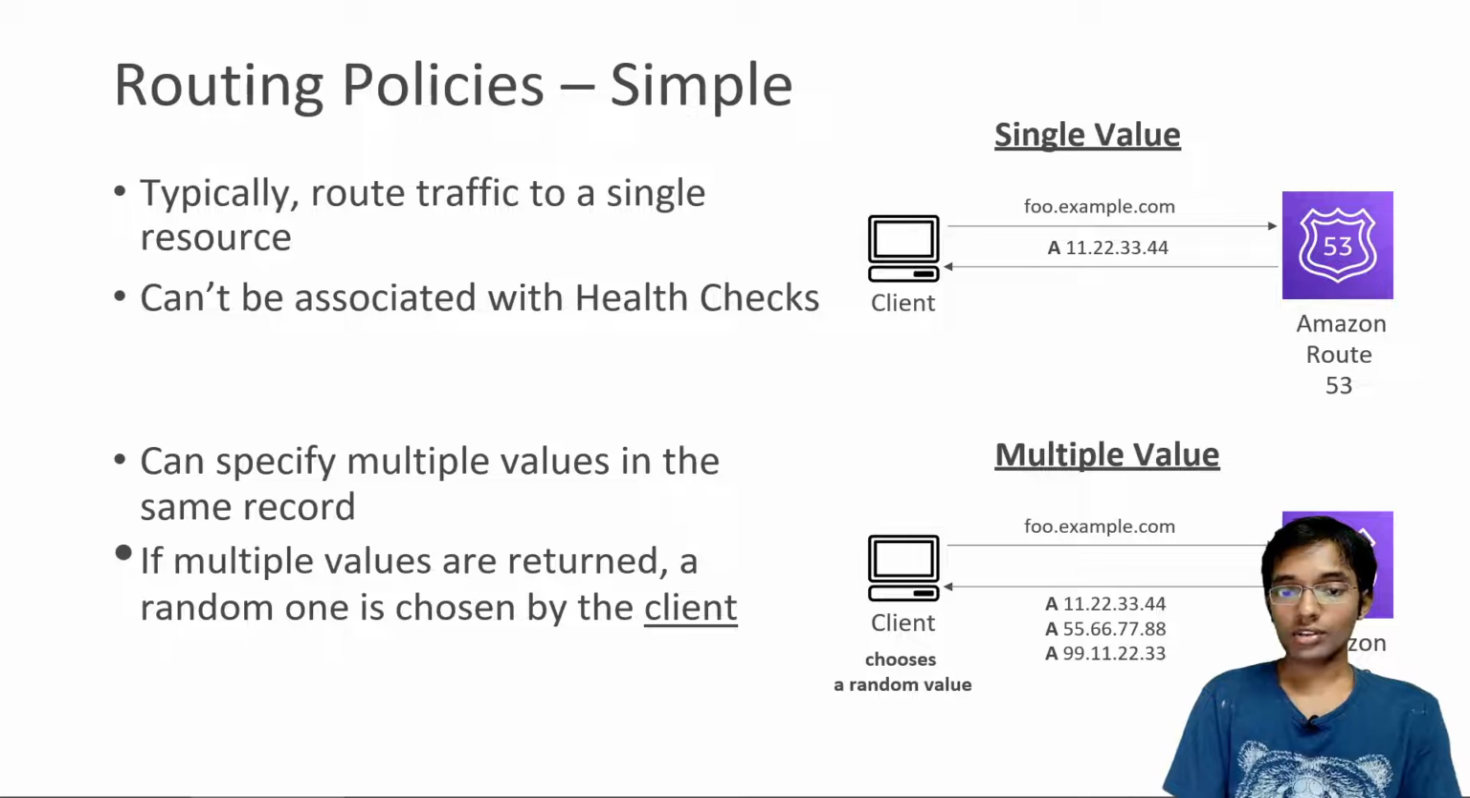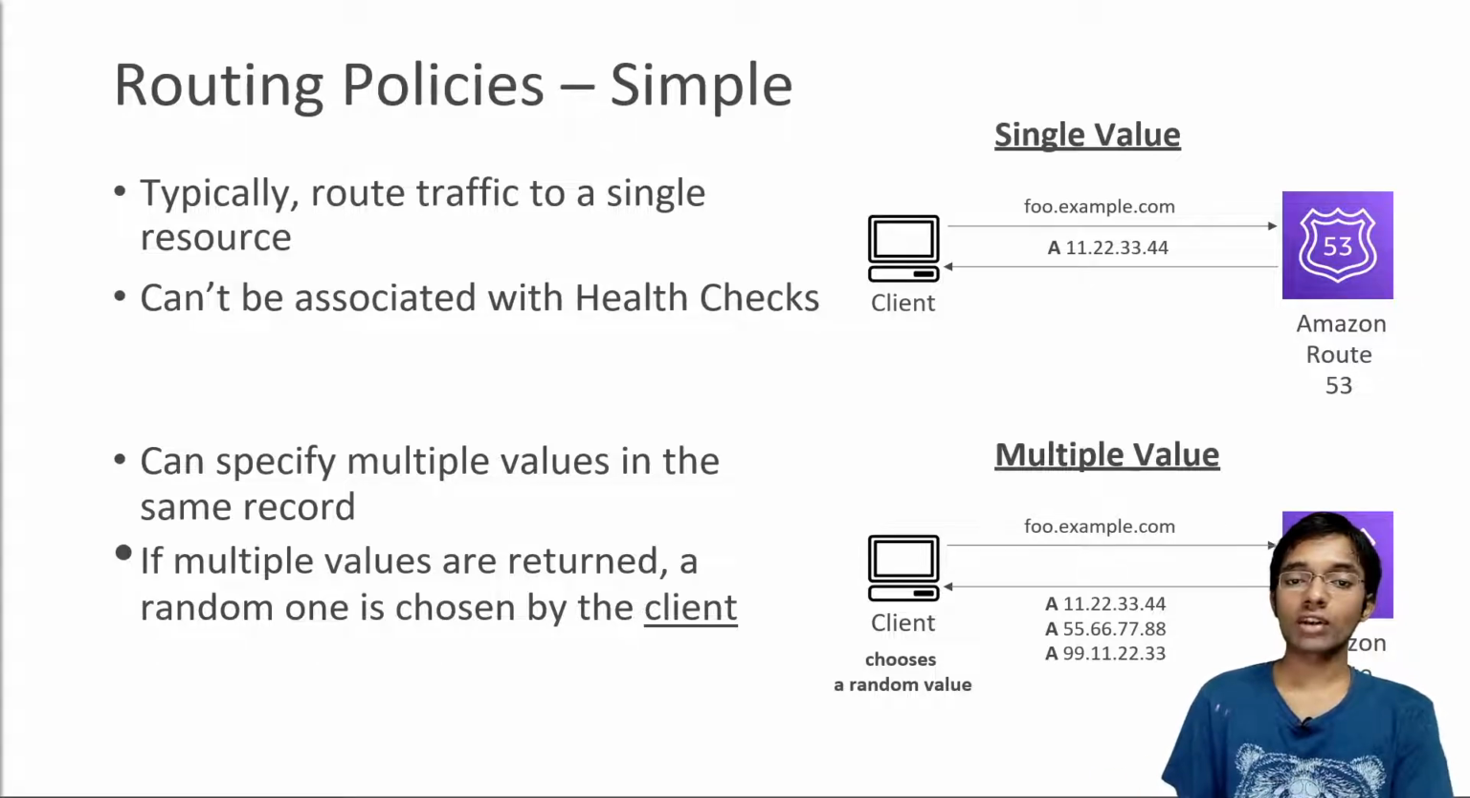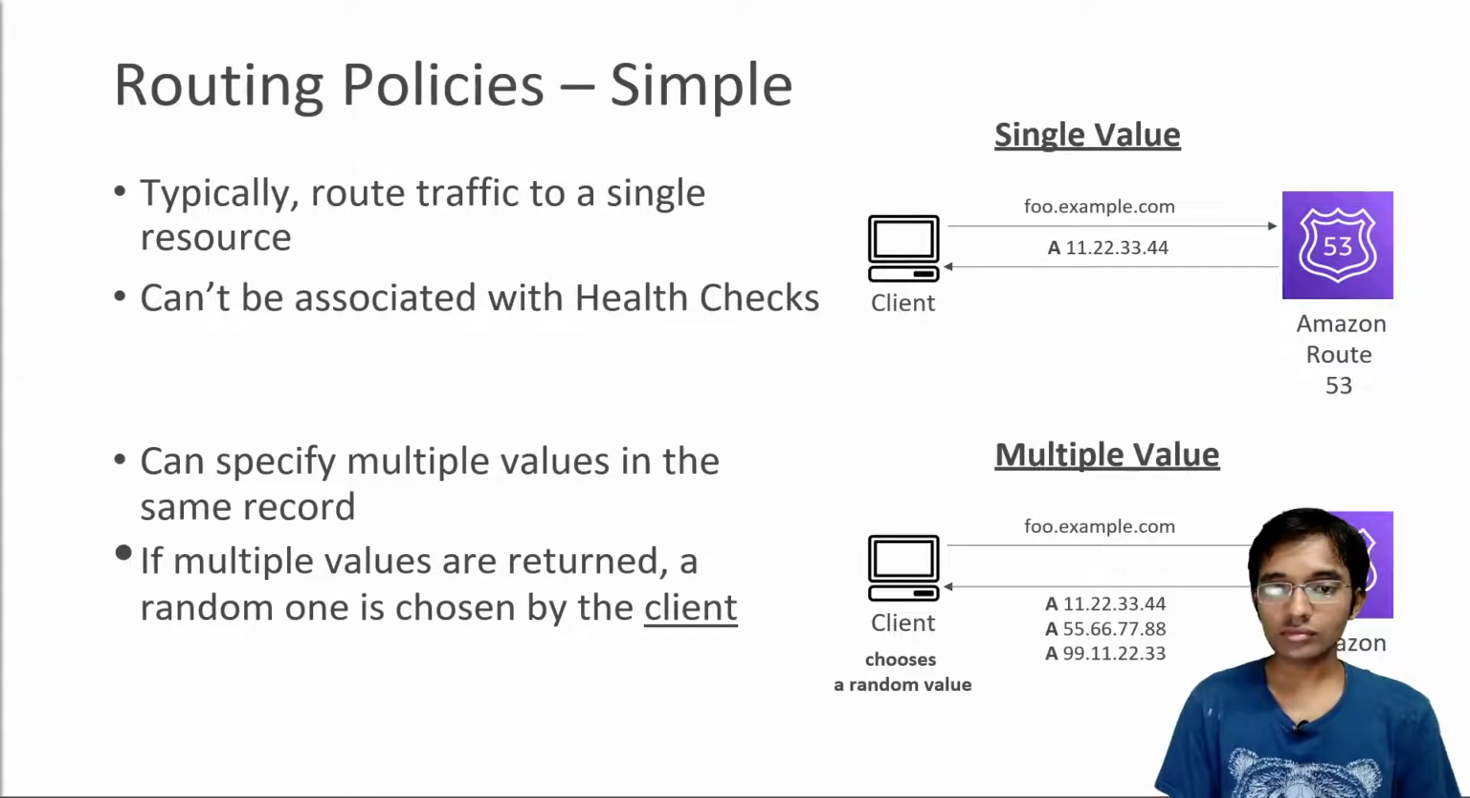Okay, now let's look at the routing policies. So we have the simple routing policy, which is to route traffic to a single resource, and this cannot be associated with a health check. And this is the only kind of routing policy that is not associated with a health check.